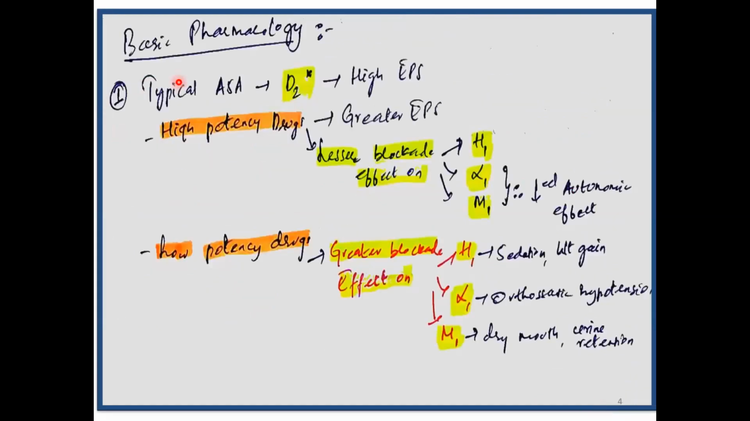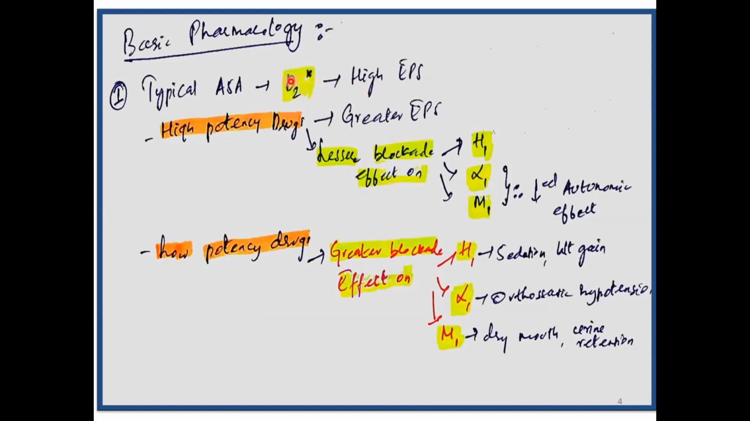Now let us understand the basic pharmacology of antipsychotic agents. To be more precise, the typical antipsychotic agents, why they are called typical or conventional: basically they act by blocking the D2 receptors. So once they block the D2 receptors, they have a higher chance of causing extrapyramidal symptoms.